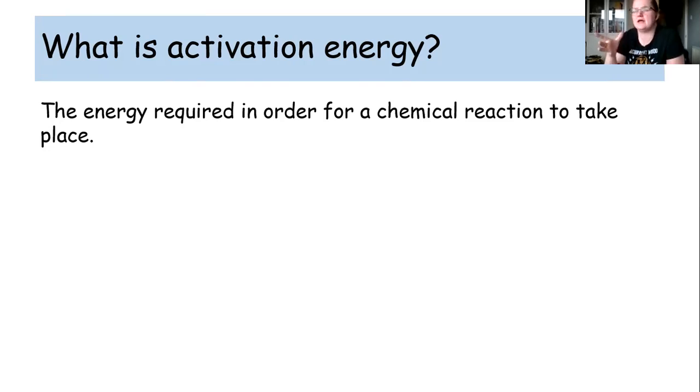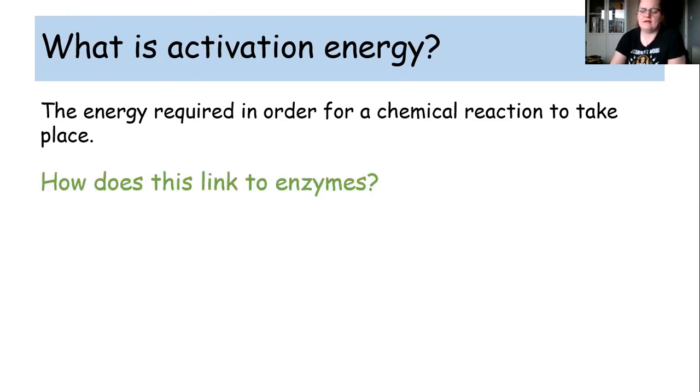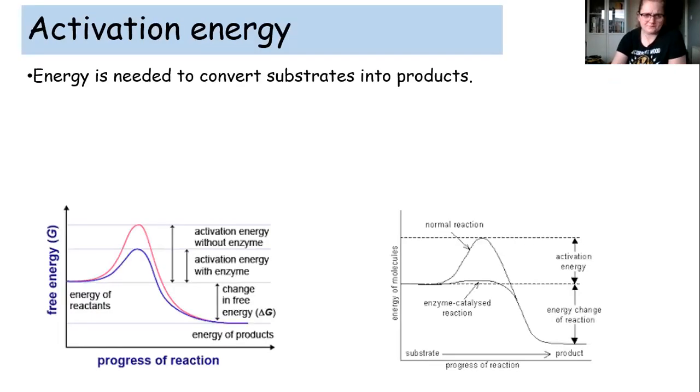So when we are breaking down those macromolecules to micromolecules, it is a chemical reaction. When we are forming polypeptide chains, that isn't a chemical reaction because we're doing different bonding. But in this situation, when we're breaking things apart using enzymes, we're having a chemical reaction. So how does this link to enzymes? Well, energy is needed to convert substrates into products. So we need that energy to convert those substrates into products.